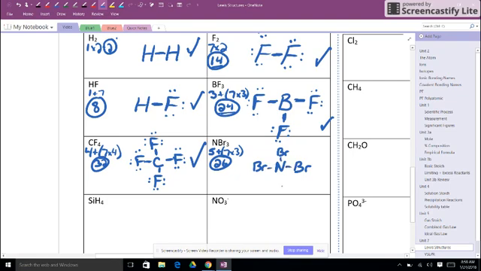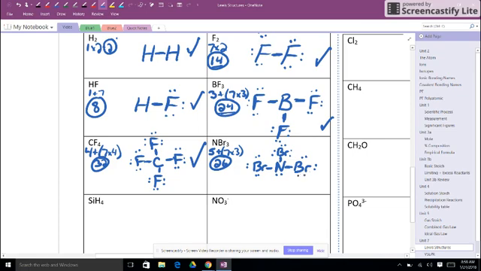Let's fulfill the octet rule. Now nitrogen has 2, 4, 6. So let's add another lone pair of electrons on the bottom there. Bromine has 2, 4, 6, 8. This one has 2, 4, 6, 8. And this one too, 2, 4, 6, 8. And now we fulfill the octet rule.